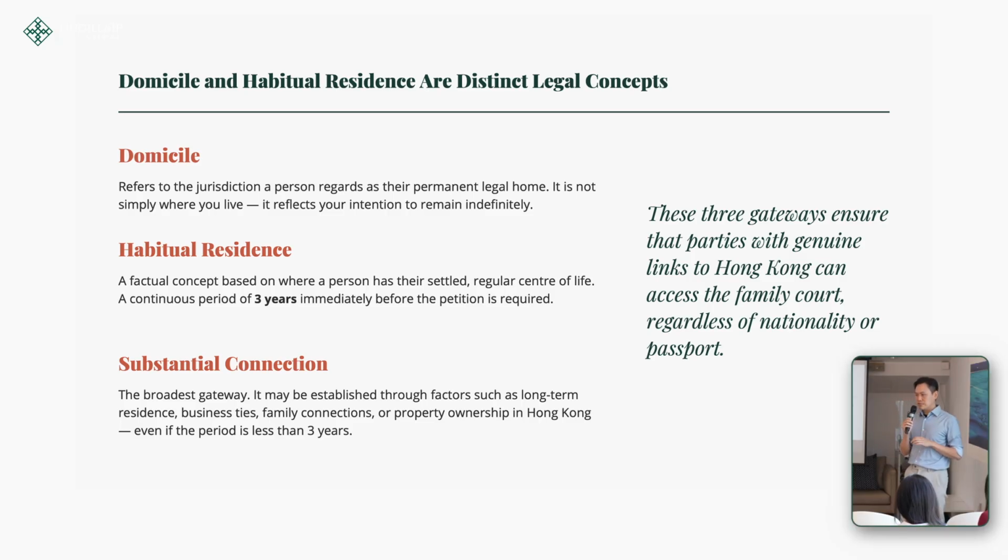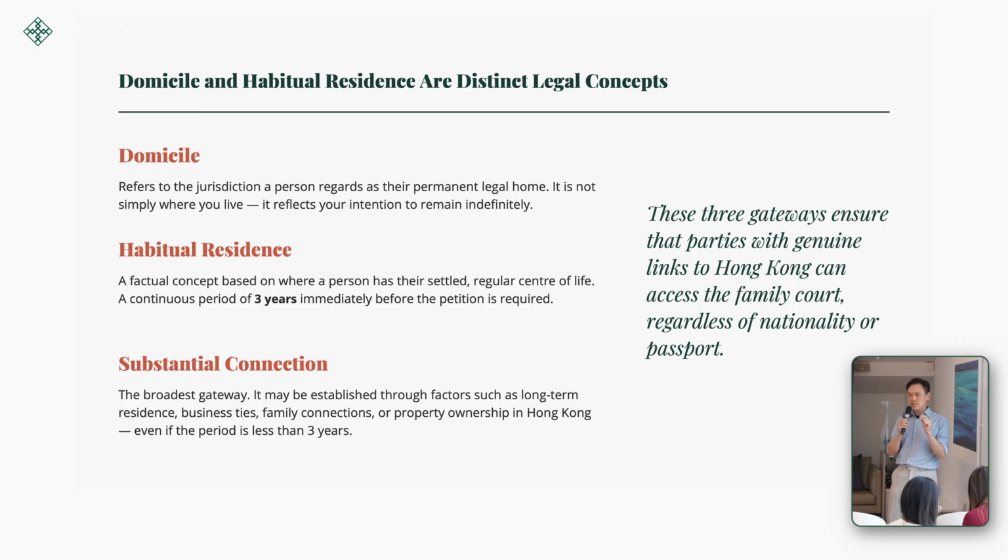So the basic rule is that you have to at least live in Hong Kong in order to attract the Hong Kong court's jurisdiction. But the key point is that only one party to the marriage has to have one of these. So it doesn't need to be that both parties have to be domiciled in Hong Kong or both of them habitually reside in Hong Kong. Either one of the parties will do.